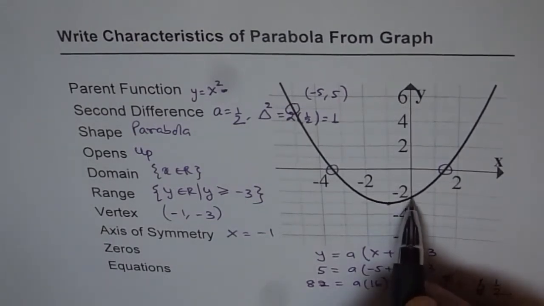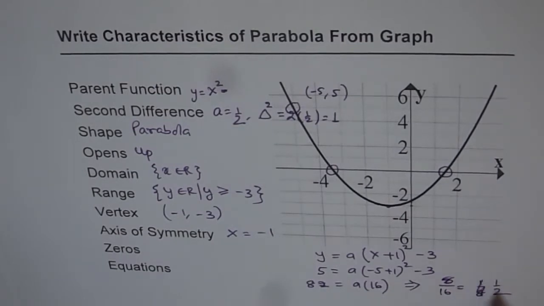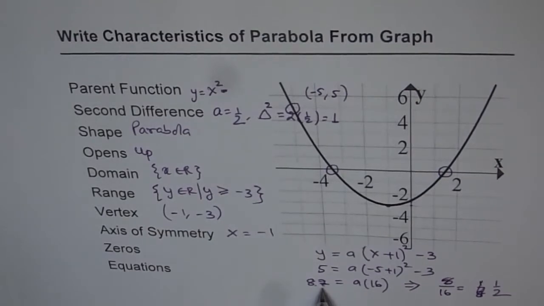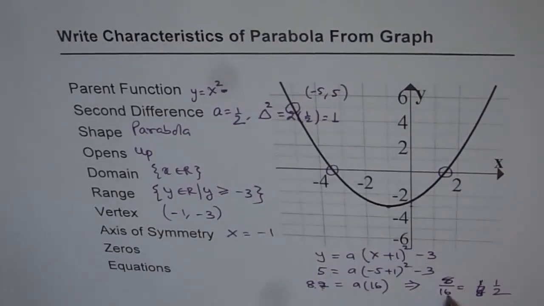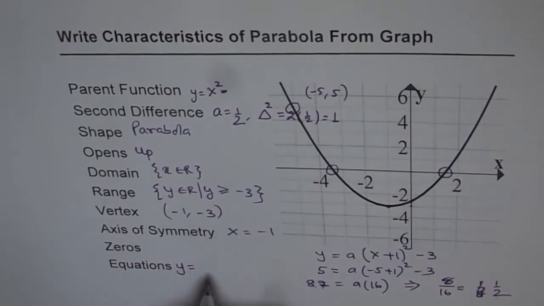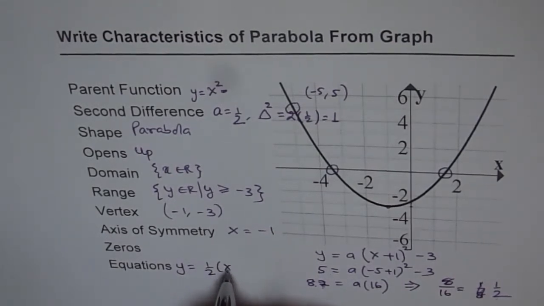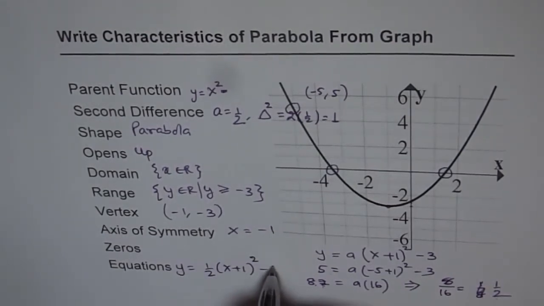So our assumption of a was correct. That's good. I was thinking, what has happened? When we move 3 to the other side, it becomes 5 plus 3, so 5 plus 3 is 8, not 2. So 8 equals 16 times a, and a is 8 over 16, which is equal to half. So a is half indeed. Therefore, we get the equation as y equals half times x plus 1 whole square, minus 3.